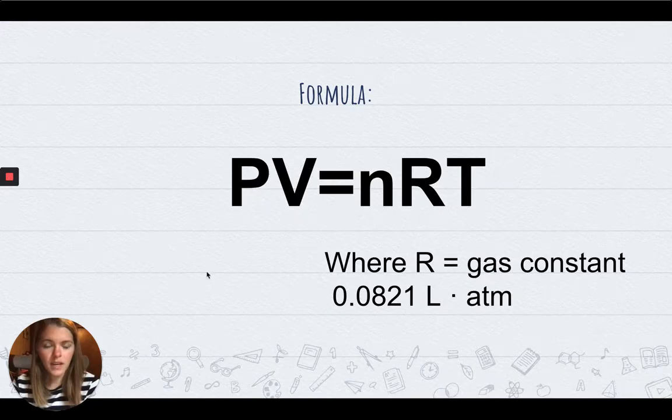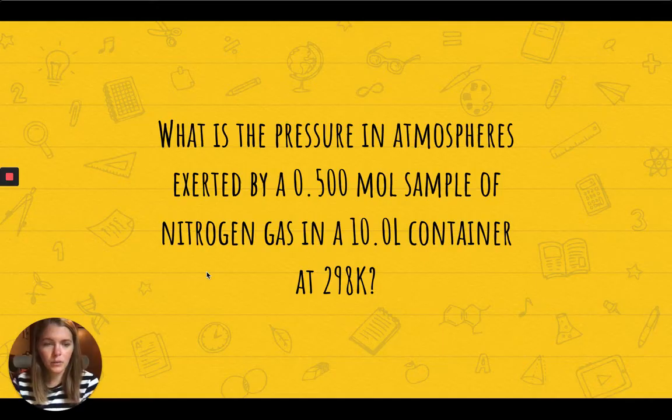So, moving on here, I think we have a practice problem. What is the pressure in atmospheres exerted by a 5 mole sample of nitrogen gas in a 10-liter container at 298 Kelvin? So, let's pull up our whiteboard. As usual, let's write out what we were given.